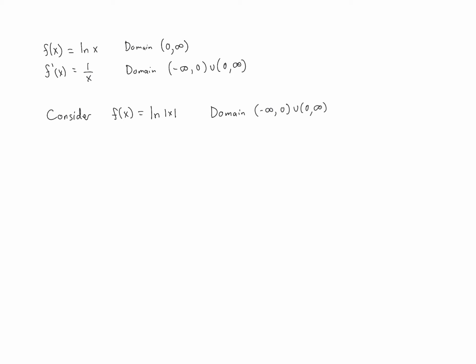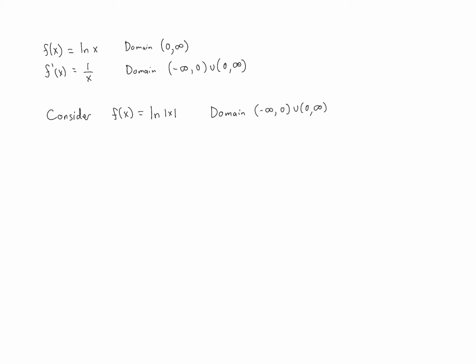All right, still not defined at 0, because even with those absolute values, if we take the absolute value of 0, that still gives us 0, and the logarithmic function is only defined for positives, not 0. So we still have a break in our domain at 0, but I'm going to claim that if we differentiate this function, we're still going to end up with 1 over x.